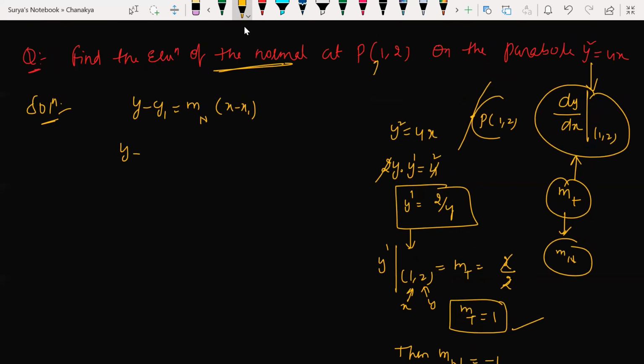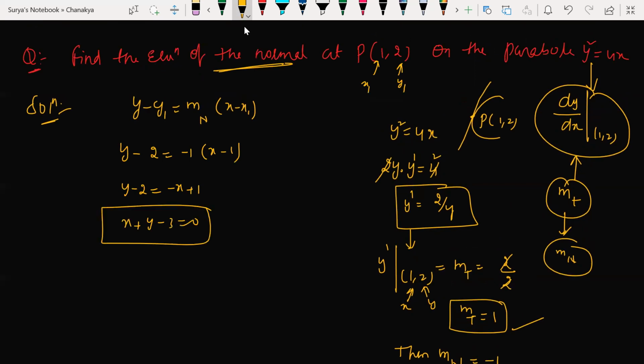This is my x1, beta, this is my y1. Okay. So 2 is equal, slope of the normal is -1. I got x minus... look how easy the question is. Look, x plus y minus 3 is equal to 0. This is my slope of the... I mean, find equation of the normal. Any doubts? Any doubt guys?